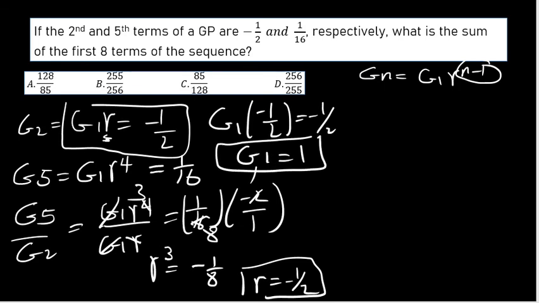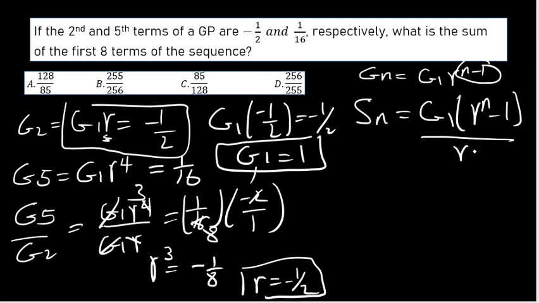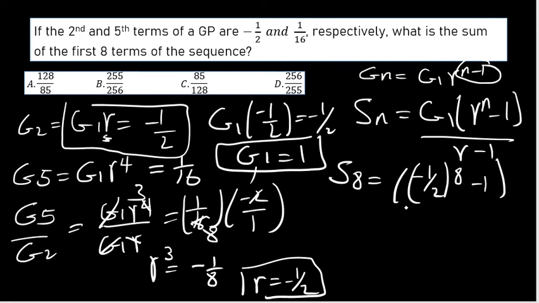What are we asked? We are asked to find the sum of the first 8 terms. The formula for the sum of n terms of a geometric progression is G1 times r to the power of n minus 1, the whole over r minus 1. We can apply this formula. So for the sum of 8, G1 is just 1, leave it. So r is negative 1 over 2 to the power of 8 minus 1, the whole over negative 1 over 2 minus 1. When you do this, it is going to be 1 over 256.